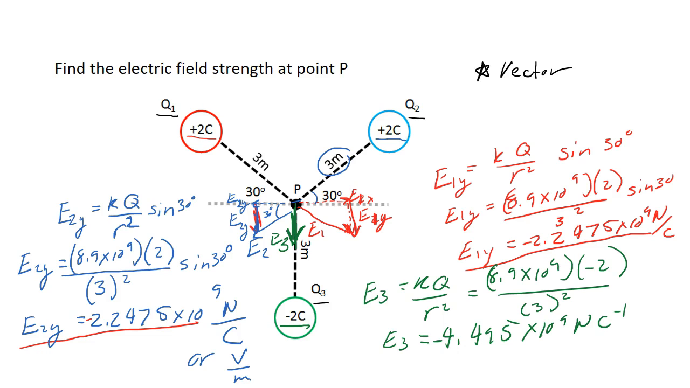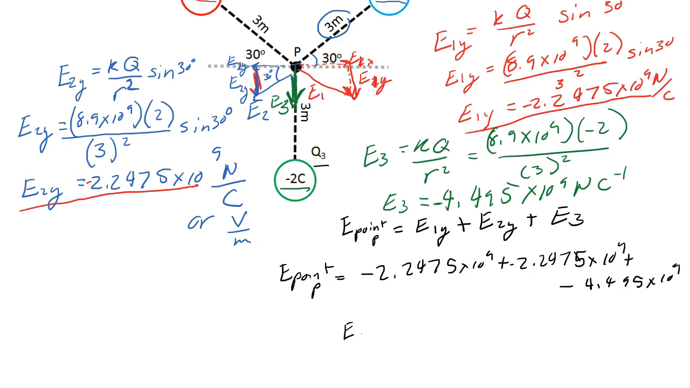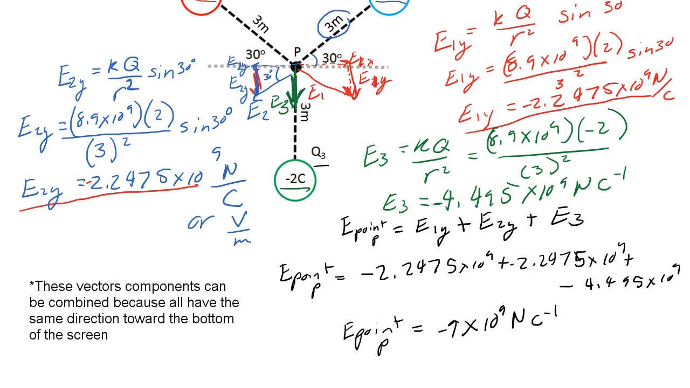So at this point, we've found all of the magnitudes of each charge's field at point P. Now we need to combine these. We'll just add together E1y plus E2y plus E3. I'm going to make a little room, and I get negative 9 times 10 to the 9 newtons per coulomb.